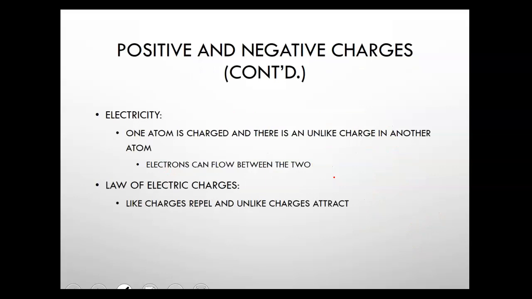So in electricity, one atom is charged and there is an unlike charge in the other one. So that's when we have flow. We have what we call electrical potential, high charge and low charge, and one charge will go to the other. So if we have a water tank here, it will flow down to the bottom tank. It's the law of nature. Things go from high potential to low potential, high pressure to low pressure in order to achieve balance.